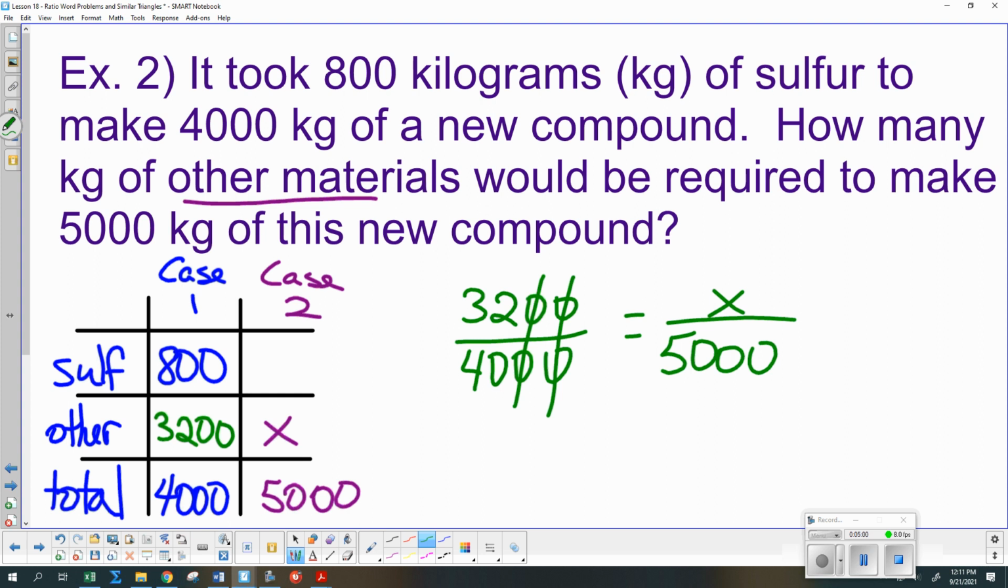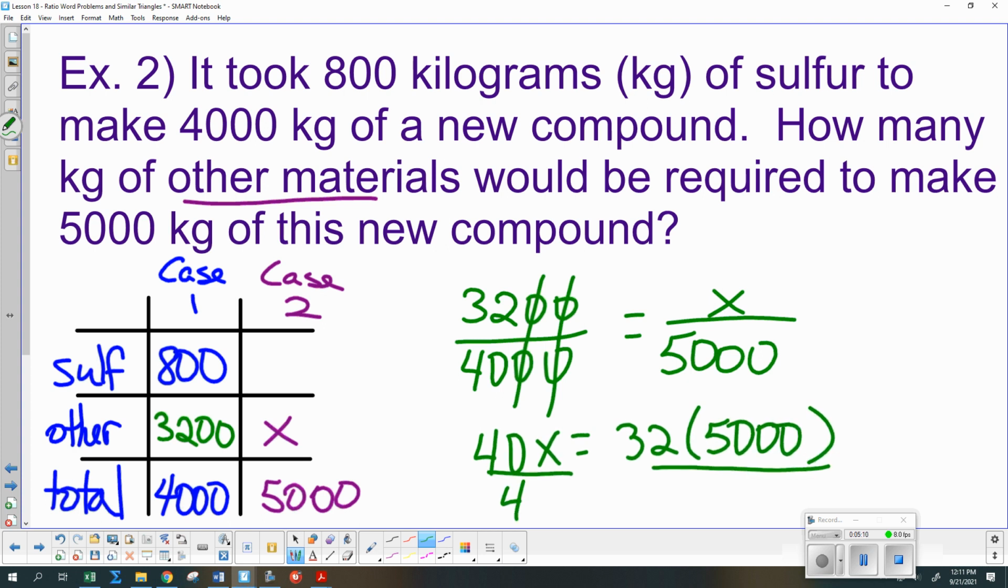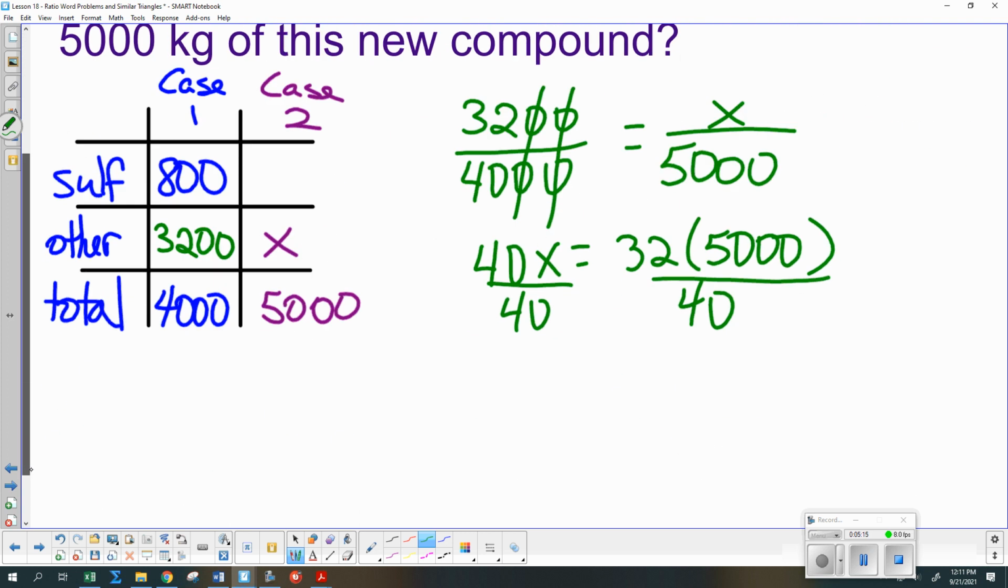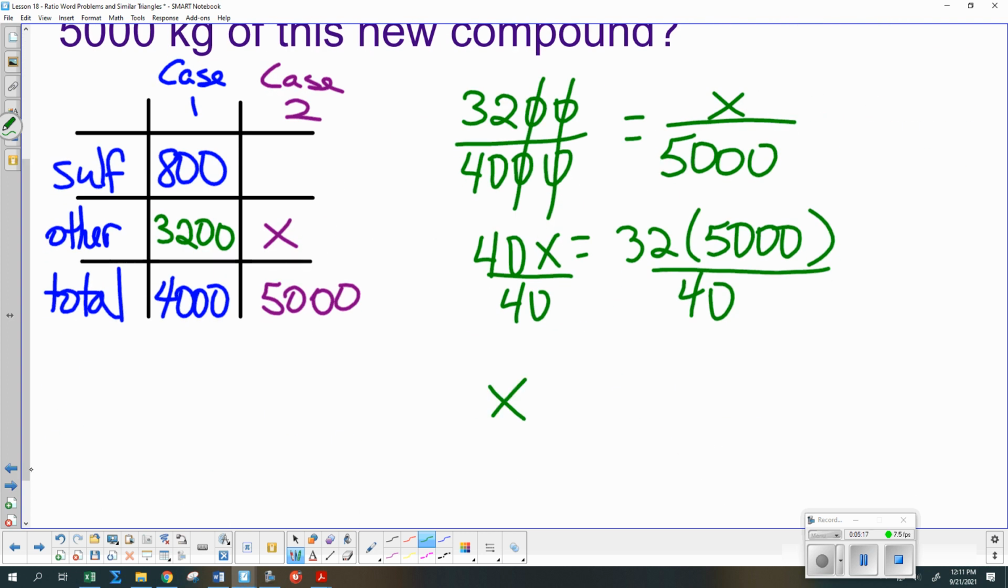Or I can cancel a couple of zeros there and say I have 40x equals 32 times 5,000. Divide both sides by 40. And then you may control enter and punch that in on your calculator. Or this one's actually easy enough.